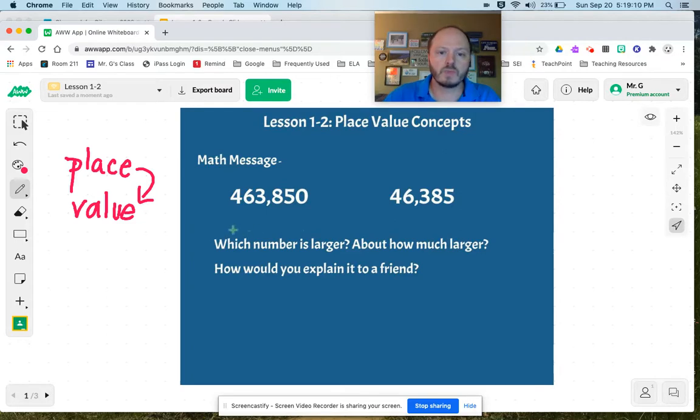So let's take a look at the 4 in both of these numbers. What places are they in? Are they in the same place or are they in different places? And then what would be the value of those two 4s? I'm going to have you pause again, and I want you to record what you're thinking.